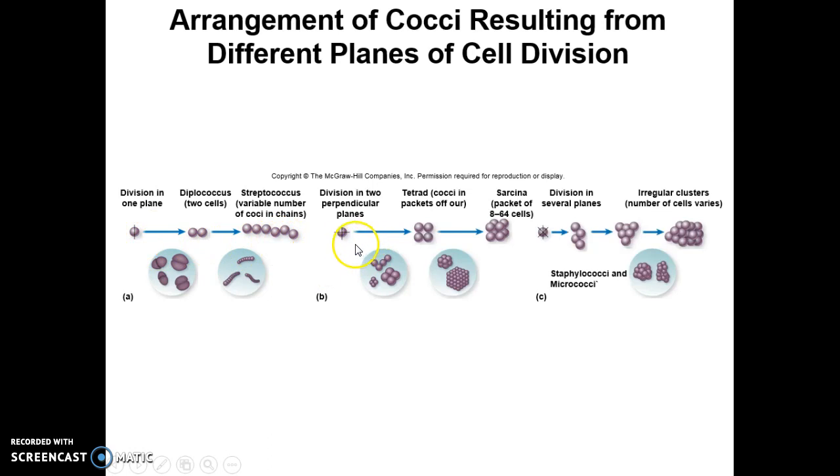Now, if we look at the group of cells in two planes, here you have a tetrad. Tetrad is going to have 4. Then you go to the Sarcina, which is a group of 8 to 64 cells, and this is basically a square of cells. And then you have the irregular clusters, and this is what you find with Staphylococcus and Micrococcus. And you'll probably deal with both of those in the lab at some point this semester.